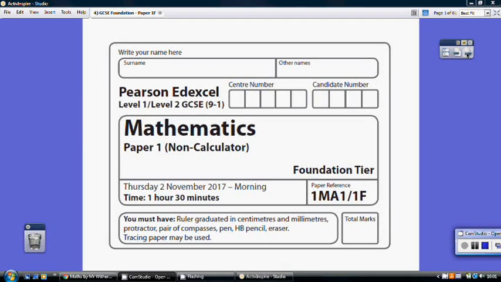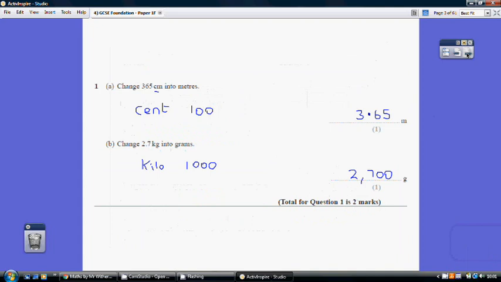Question 1. So we need to change 365 centimetres into metres. Now cent means 100. Now metres are bigger than centimetres, so we're going to have fewer of those. So we divide by 100.